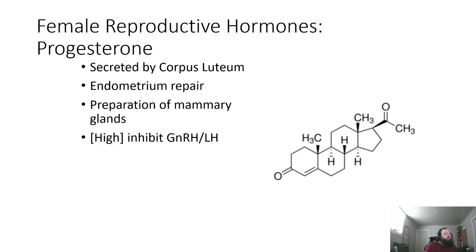Another female reproductive hormone is progesterone. This is secreted mainly by cells of the corpus luteum, which, remember, is the tissue that's left over following the ovulation of the secondary oocyte. Progesterone cooperates with estrogen in endometrial repair to make the endometrium ready for implantation. It also prepares the mammary glands for milk secretion to provide to the child. And high levels of progesterone will inhibit GnRH and LH, much like estrogen does.